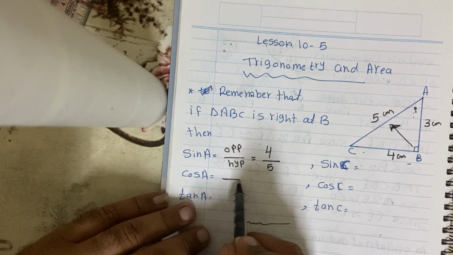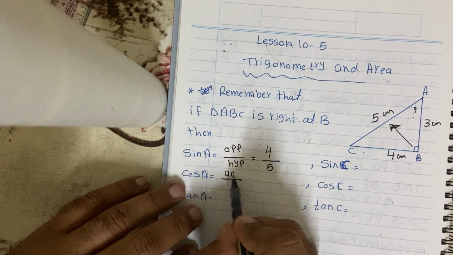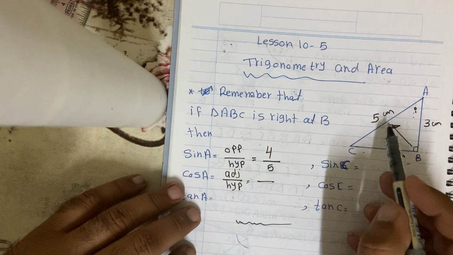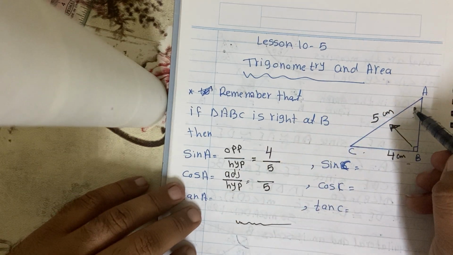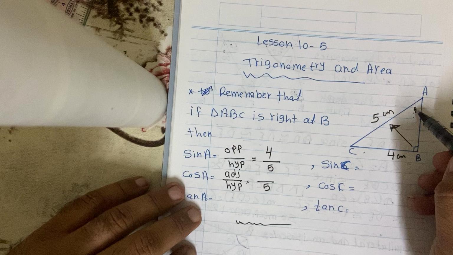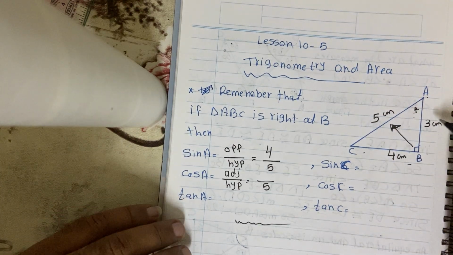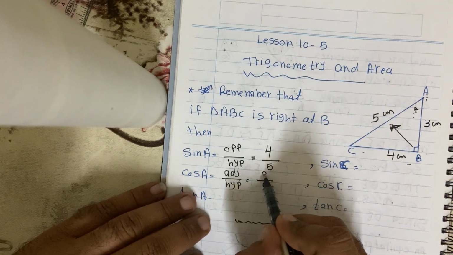What about cosine A? Cosine rule is adjacent over hypotenuse. The hypotenuse is 5 also. What about the adjacent to the angle A? The adjacent to the angle A is the letters A, B. This is the adjacent. So it will be 3.